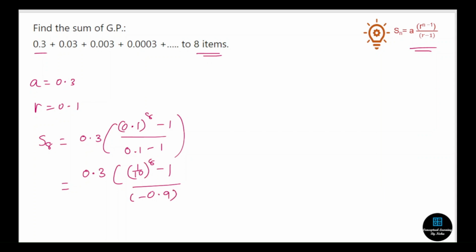And now I can simplify this. See, I can take the minus sign common and cancel out both the minus signs, and finally when I cancel 0.3 and 0.9, I get 1 upon 3. So my answer is 1 upon 3 into, now you have to flip these two numbers, because we are taking the minus sign out, so 1 minus 1 upon 10 to the power 8. So this is the sum of the first 8 terms in the GP.